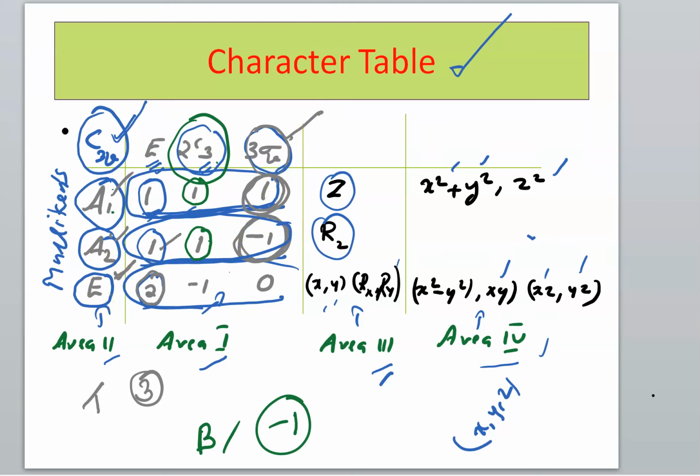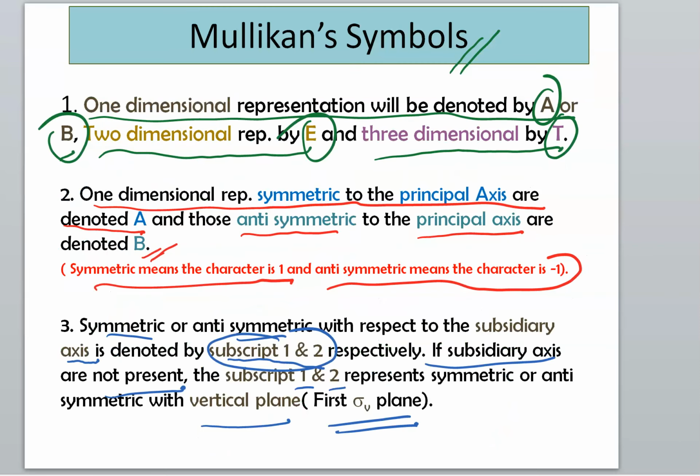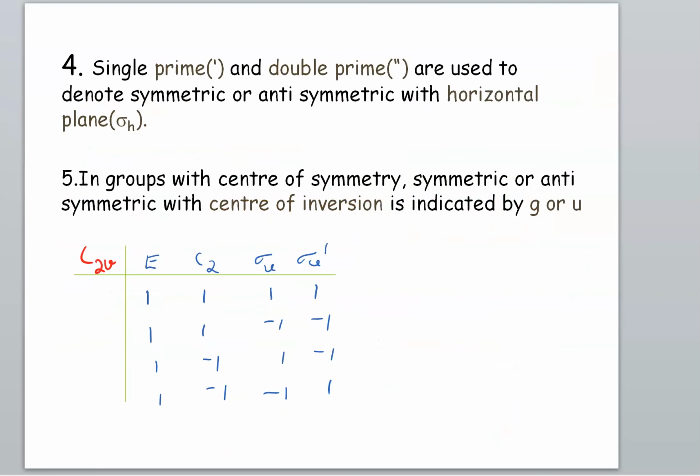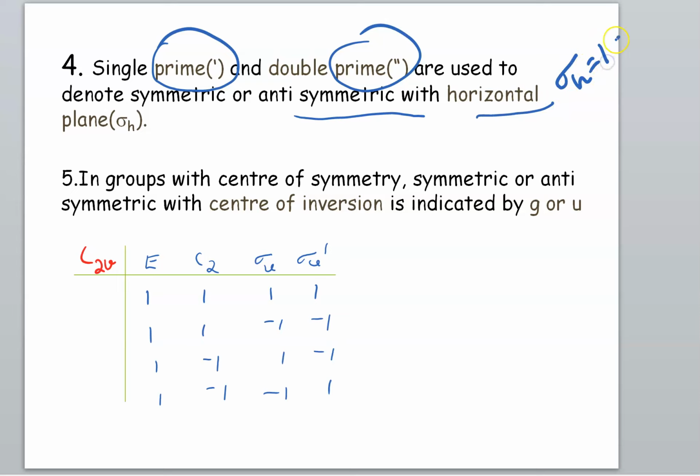Now, the next point: we are using the primes, that is single prime and double prime, to denote symmetric or anti-symmetric with respect to the horizontal plane. That is, if there is a sigma h plane, if the character of sigma h is equal to 1, then we are using single prime. If the character of sigma h is equal to minus 1, that is anti-symmetric, we are using double prime. Okay, that we will discuss later.